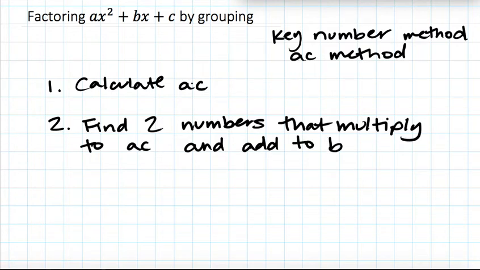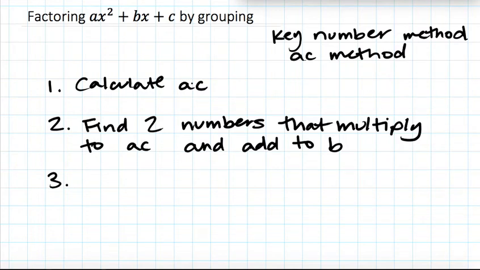So this is a little bit similar to doing the trinomials that we saw in the last video, where you are looking for two numbers that multiply to C and add to B. Now I want two numbers that multiply to AC and add to B. Unlike the other problems though, instead of just putting these two numbers in the spots in parentheses, there's some other steps that I have to do as well.